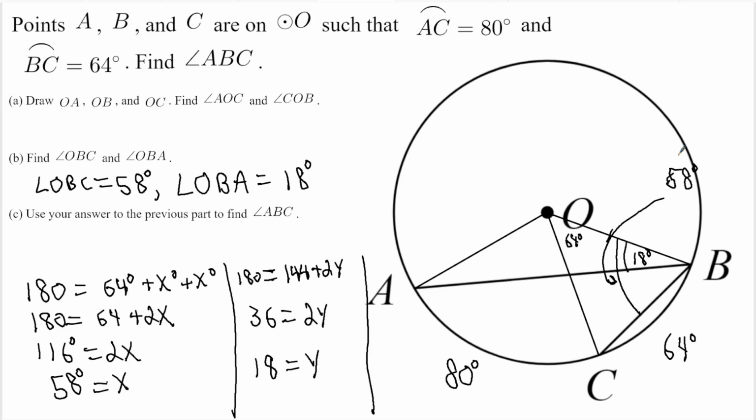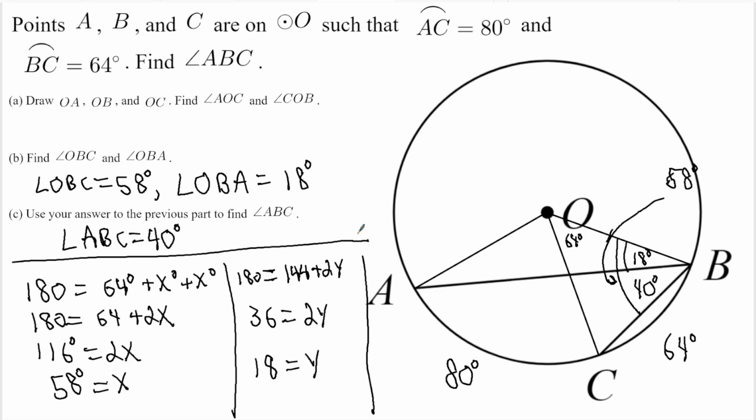So finally we can figure out what is angle ABC. Well, that's the second part of our angle OBC. So all we have to do is take 58, subtract 18 from it, and we are left with 40 degrees as our answer. So angle ABC is equal to 40 degrees.